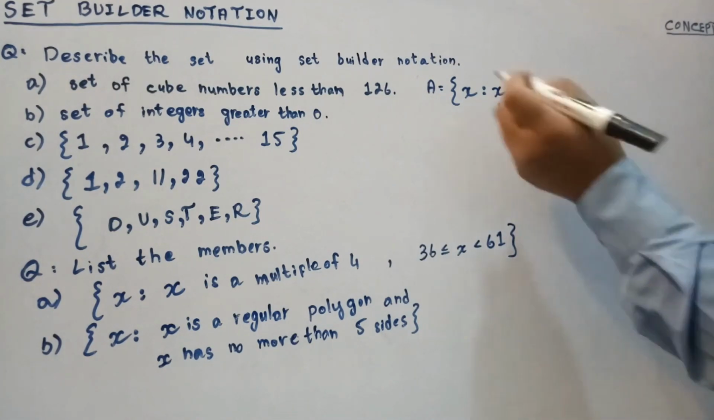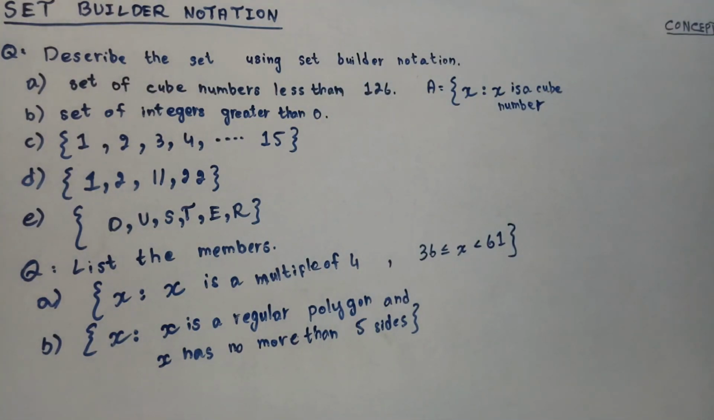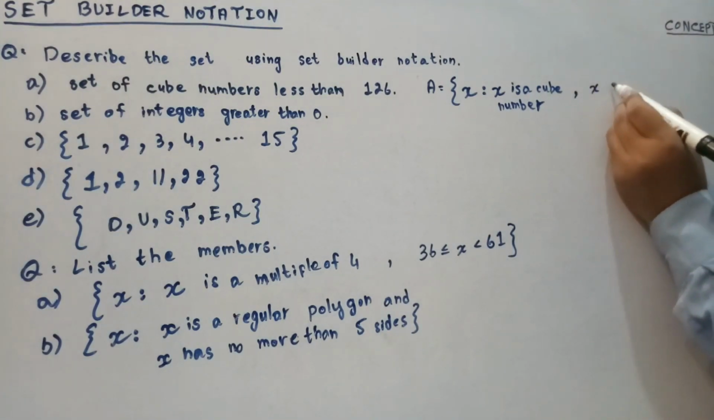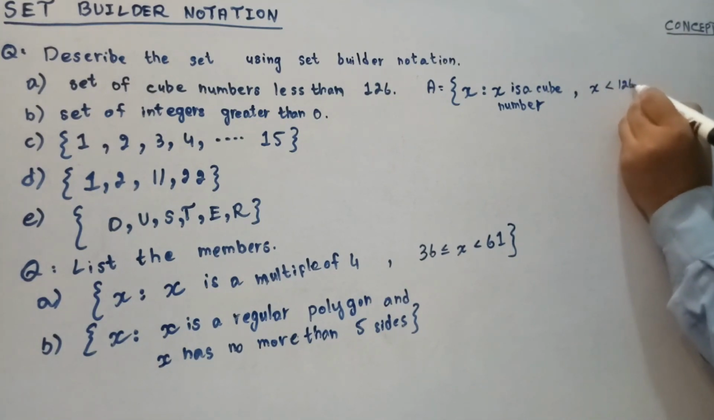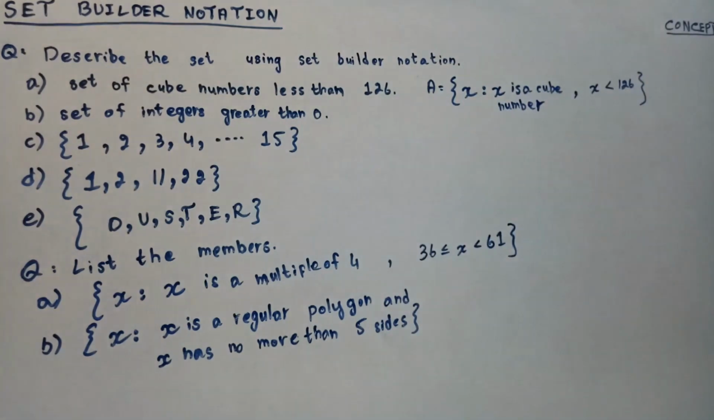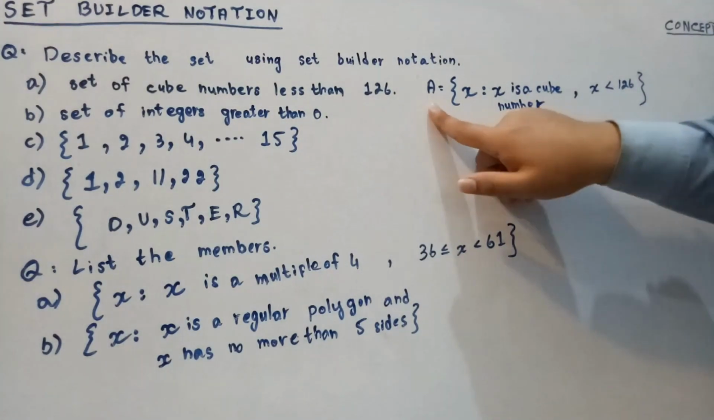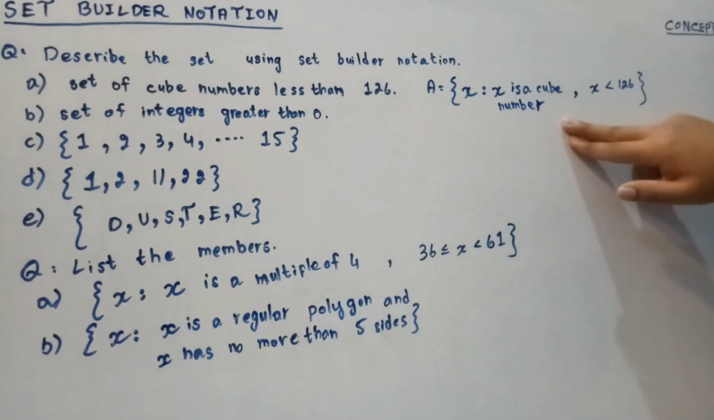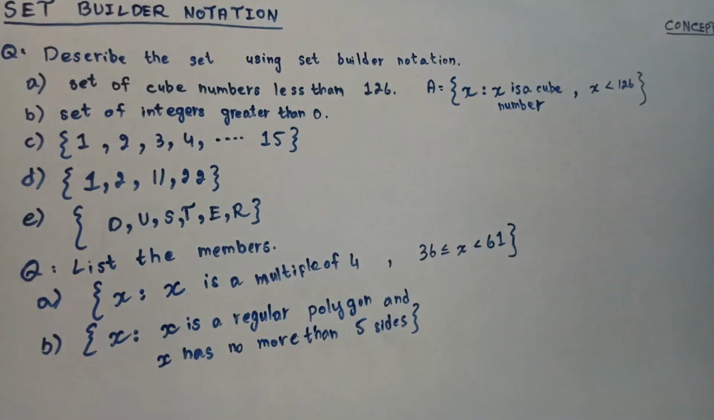Element x is a cube number because it is said that a set of cube numbers. But here x should be less than 126. It is said that less than 126. Clear? It means that the last one will be 125, which is also a cube of 5. Here we have a set A, and in this we have element x, such that x is a cube number, and the element should be less than 126.